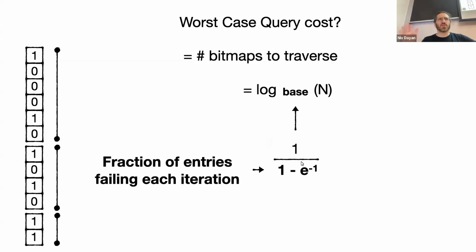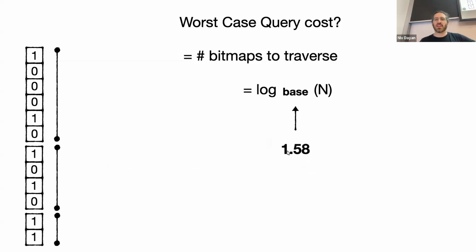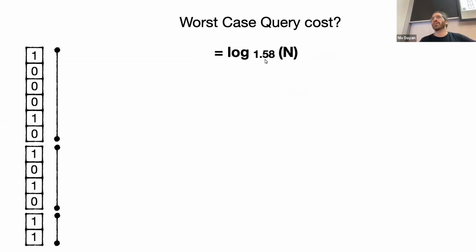Okay. So just trust me on this. You take the inverse of that. It's something like 1.58. Plug that into the log, and that's going to be the number of bitmaps. But it comes exactly from what you said, which is that we're interested in the number of entries that don't succeed. So what we're interested in is 1 minus the probability of success, and that's how we derive this factor. So this is the number of bitmaps.